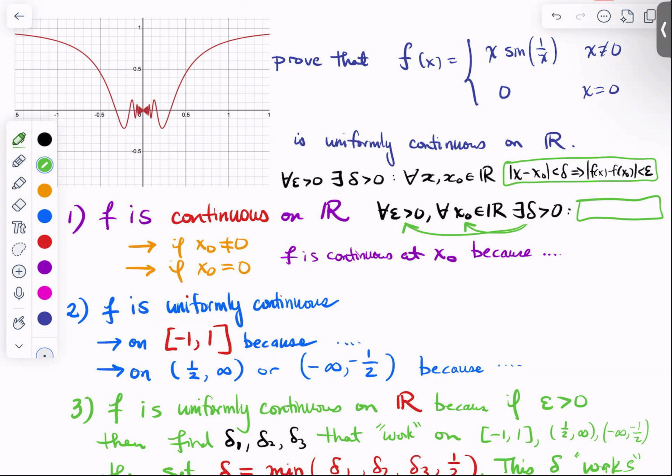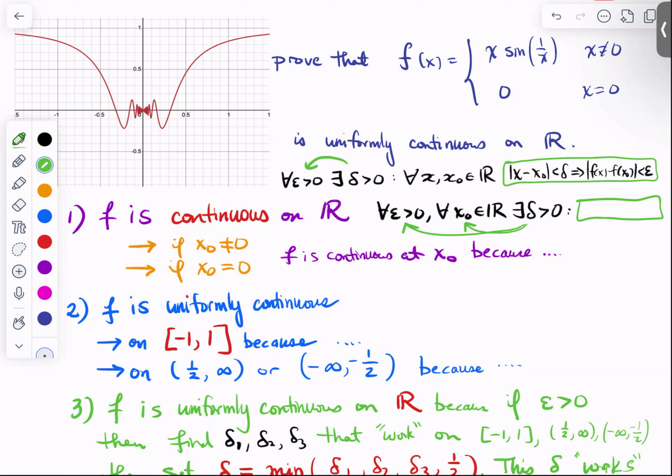So with uniform continuity, we have to define delta a little bit earlier. And so the delta in uniform continuity can only depend on that epsilon. And so we're going to get to this. By the end of the proof, you'll see how we can put everything together.